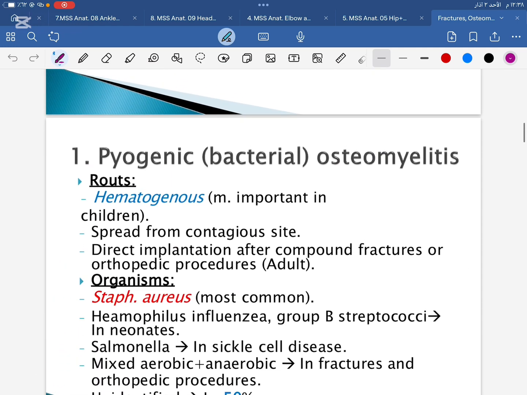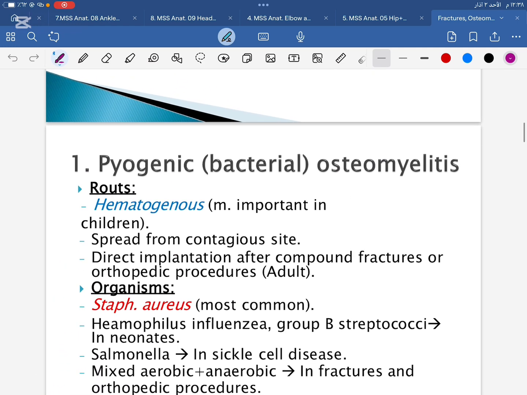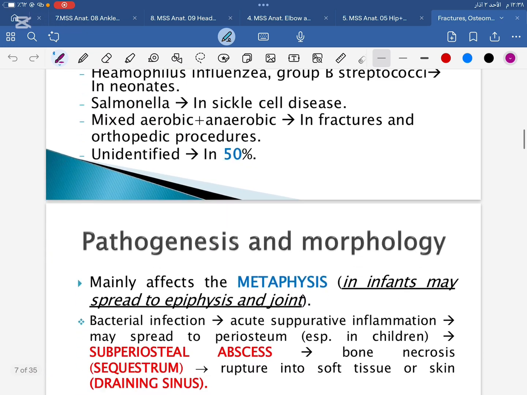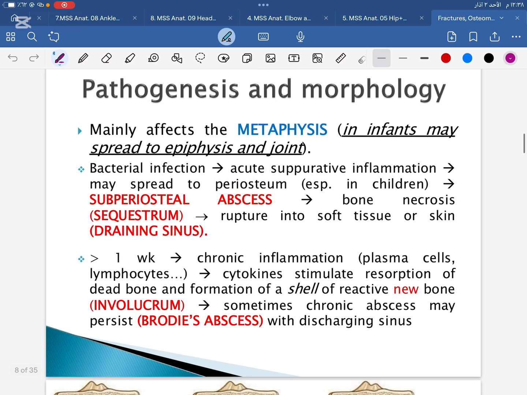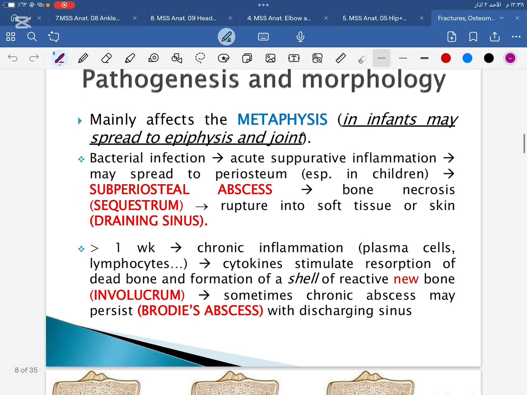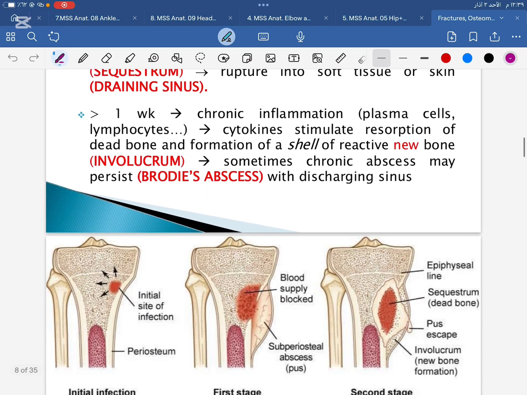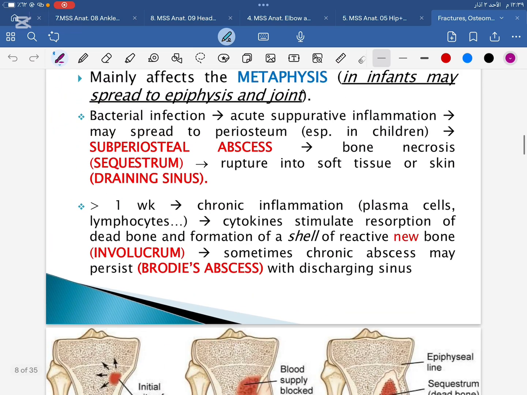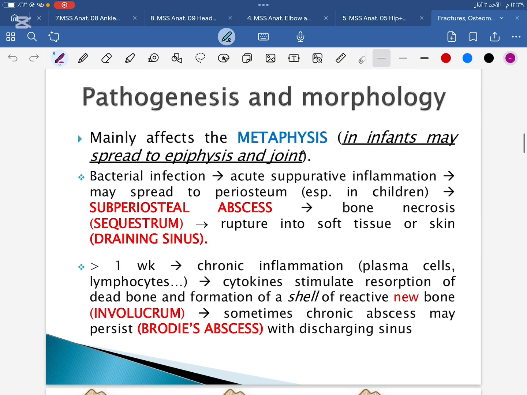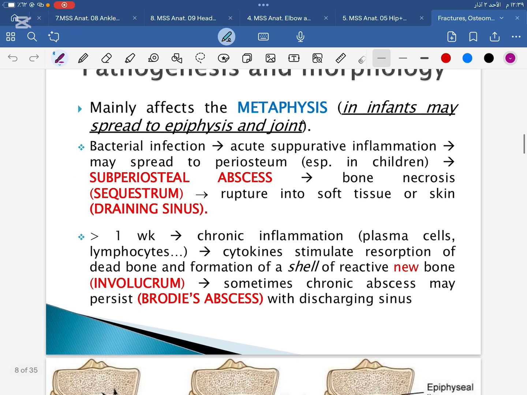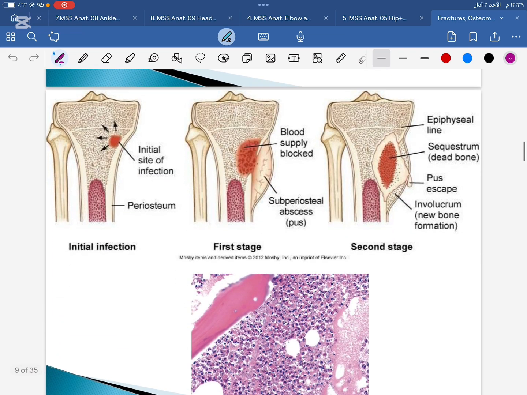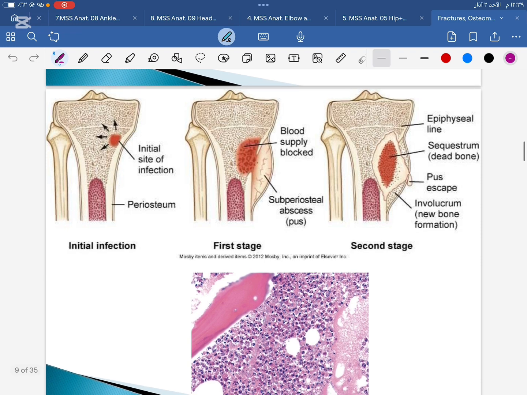new bone formation from deposition by osteoblasts, called involucrum. This is a reactive new bony shell. This chronic abscess can persist; chronic abscess formation with a draining sinus is called Brodie's abscess. All these are names with definitions that you can memorize.